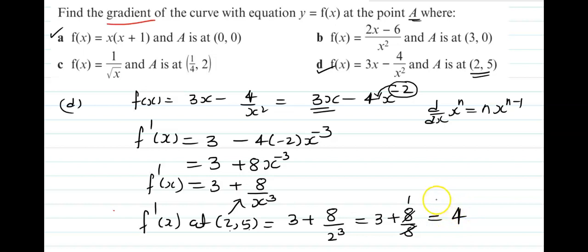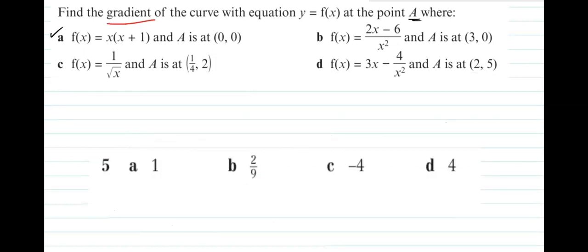Now I can tell you the answers for C and B, so you can check your answers. If you haven't tried yet, please pause the video, have a go, and then you can check your working with my answers. Please pause the video and have a go. Welcome back. If you have tried these questions, please check your answers. Here are the correct answers: A we got 1, B we got 2 over 9, C we got minus 4, and D we got 4. Okay, let's see a couple more questions now.